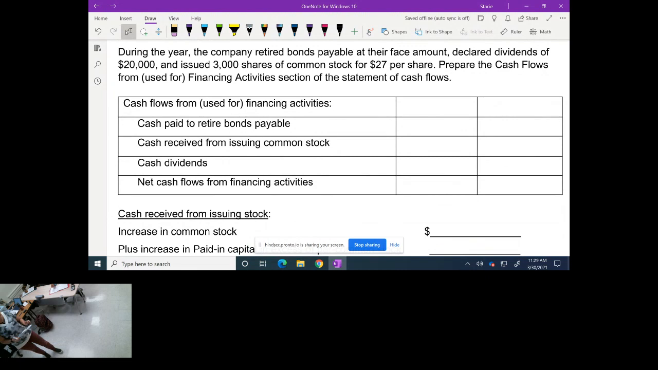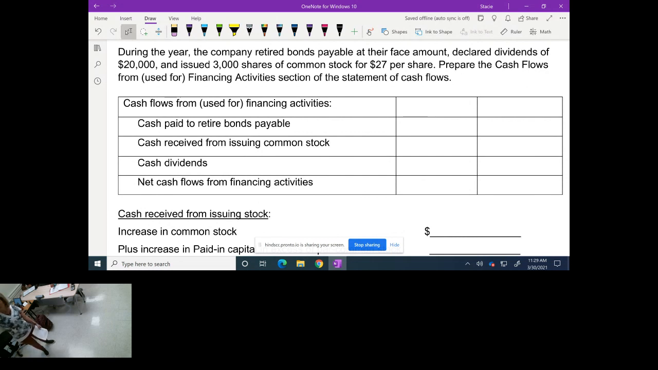All right, so cash paid to retire bonds payable. How much would that be? We don't have a discount. We don't have a premium to deal with. They redeemed them at face. So there's no tricks or calculations here. What will we put here? Cash paid to retire bonds.